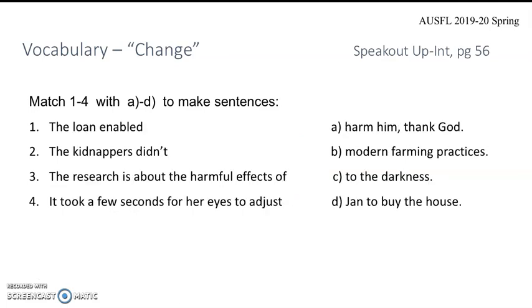Let's go on doing the same thing for another group of words and sentences. Again, match the beginning of the sentences from 1 to 4 with the endings. Pause your video, please. Let's check the answers. Number 1 is D. Number 2 is A. Number 3 is B. And number 4 is C.